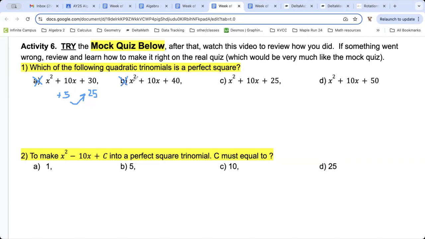This type of problem is actually pretty easy. Okay, what about this one? Yes, this is it. Okay, this is not it, because 50 is no good, 40 is no good, 30 is no good, 25 is perfect. So if you rewrite this, since it's plus, it's x plus 5 squared.